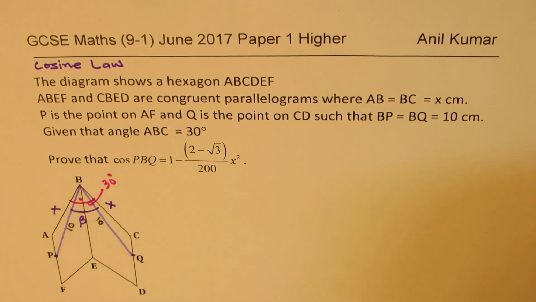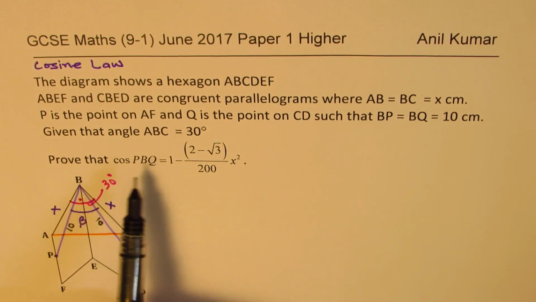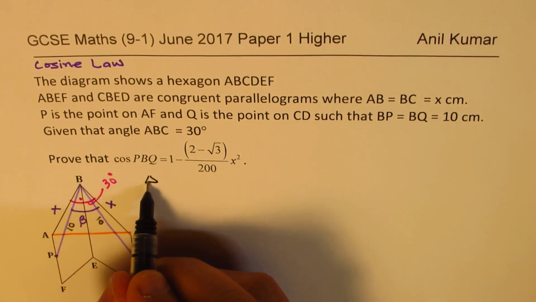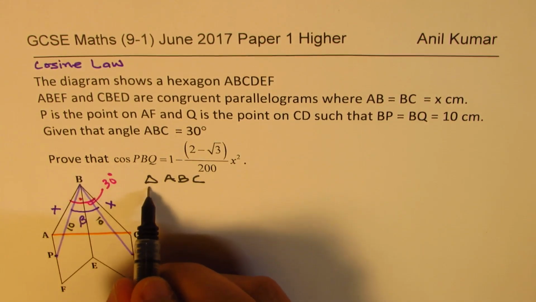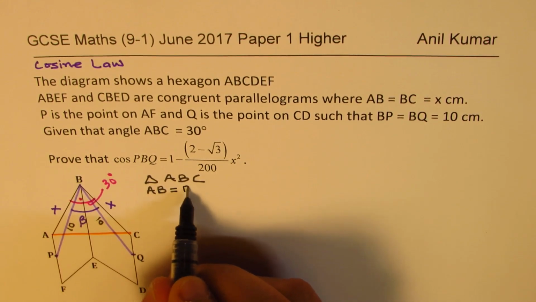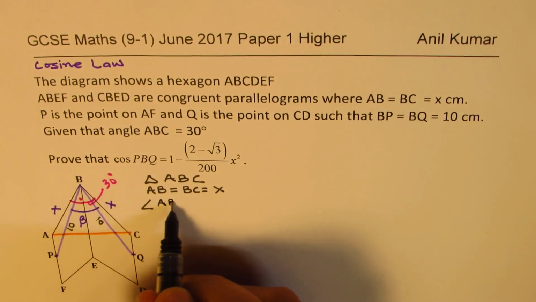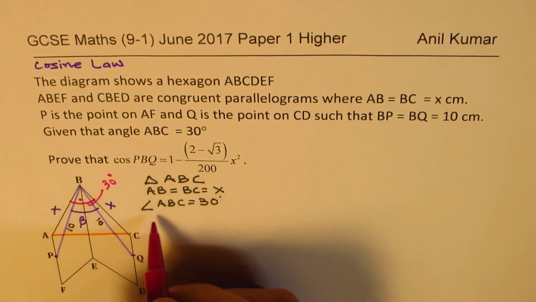Well, we can definitely begin with the triangle ABC itself. Now, if you look into the triangle ABC, then you see we are given 2 variables x, the sides, and the angle included as 30 degrees. And in our expression, we have x squared here, so it makes sense. So let's look into the triangle ABC. In this triangle, we are given that AB is equal to BC and is equal to x. And we are also given that the angle ABC is 30 degrees. So that is a clear case of side angle side.